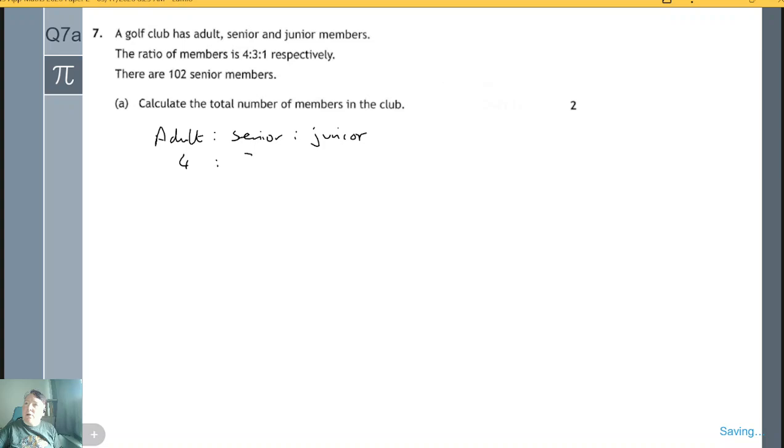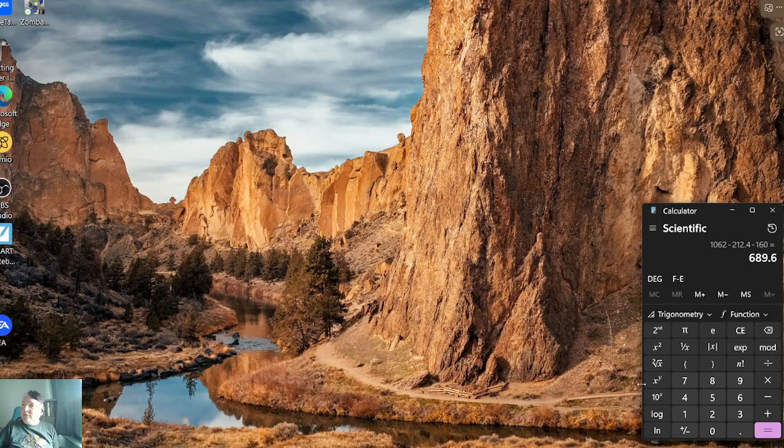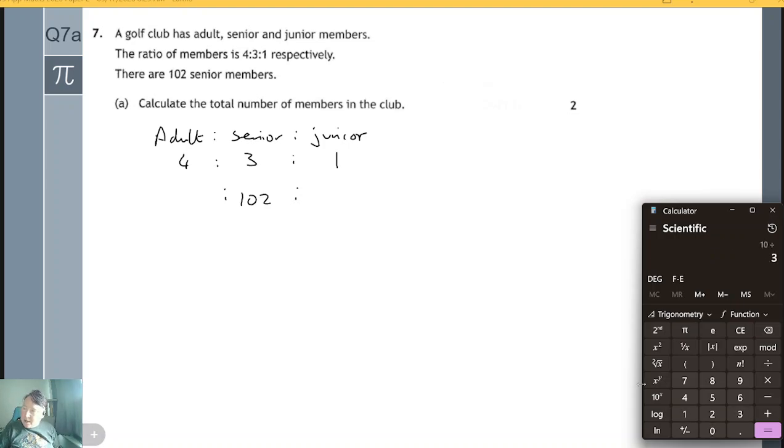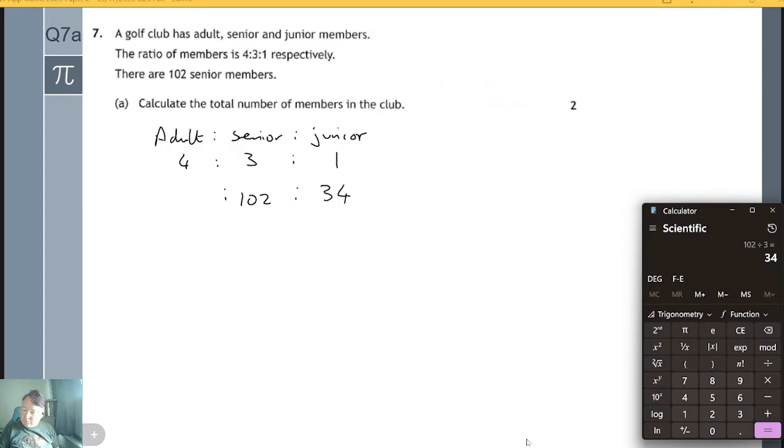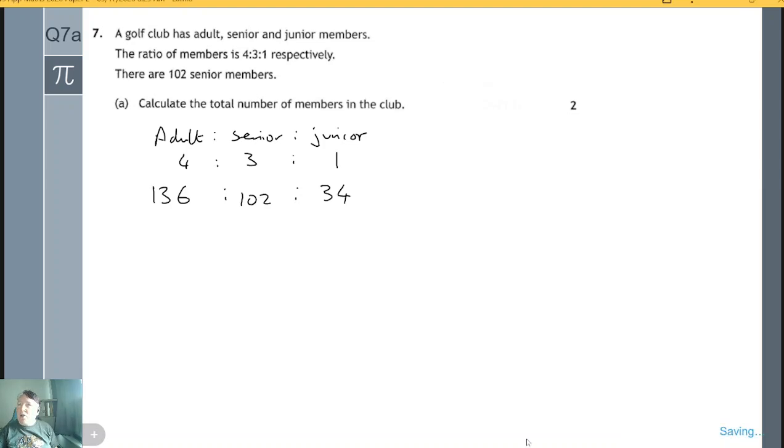And we've got 4 to 3 to 1. We're told there's 102 senior members, so we know that that is 102. So let's find out what our scale factor is there. We want 102 divided by 3, which is 34. So we've got a scale factor of 34. So 1 times 34 is 34, and 4 times 34 is 136. So there are all our bits.